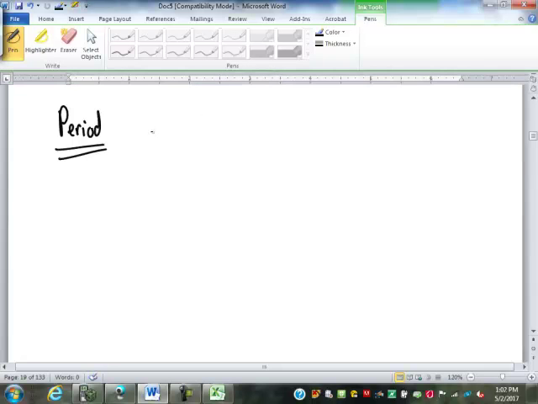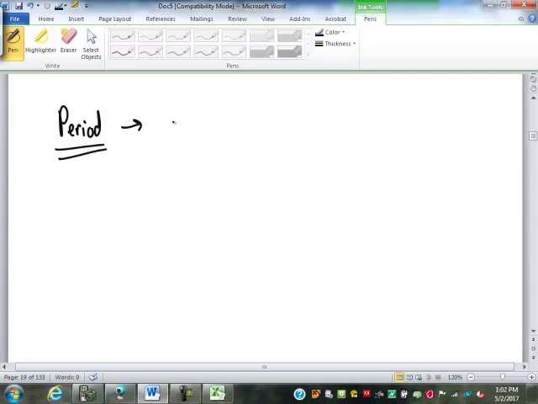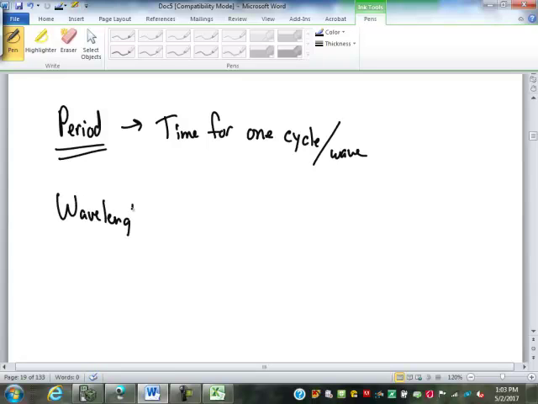So the period is similar to these. The period is the time for one cycle or one wave. Wavelength, as we saw, we use the symbol lambda for wavelength. For period, they use the symbol T, capital T.